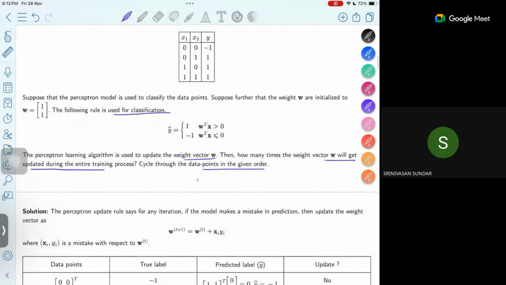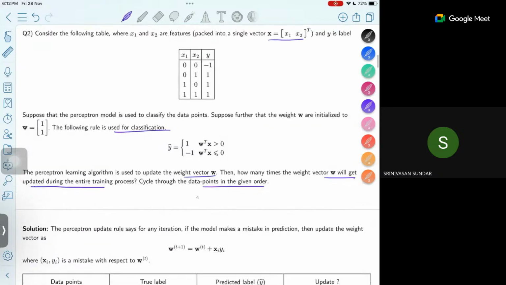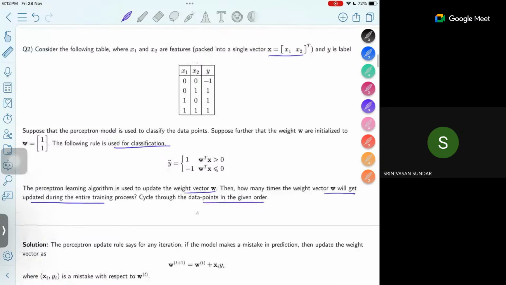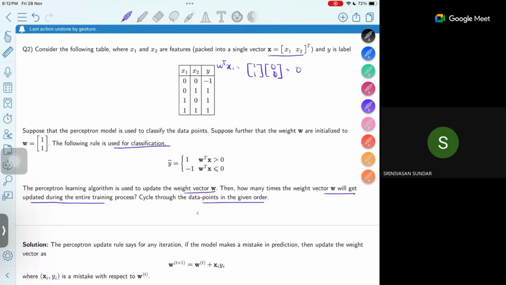So they've given that the weight vector is 1, comma 1. Let us proceed in the same order. For the first point x1, w transpose x1 is equal to 1, comma 1 transpose with 0, comma 0. That is just going to give me 0.